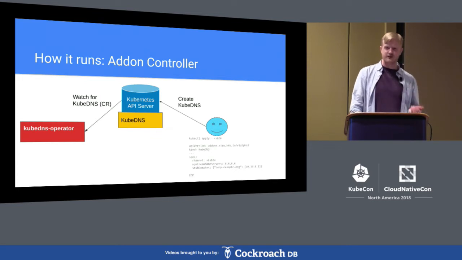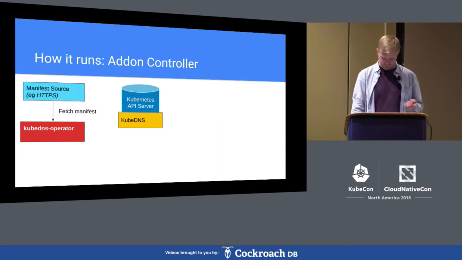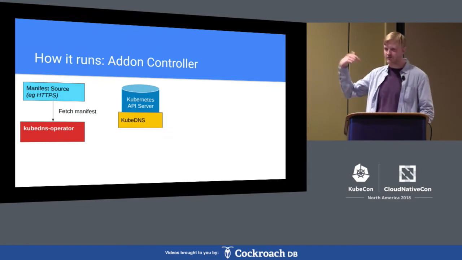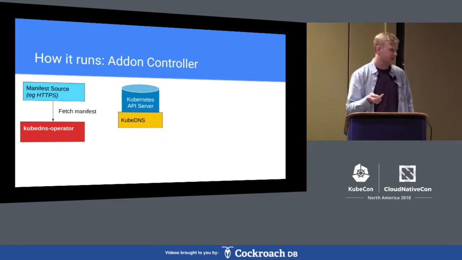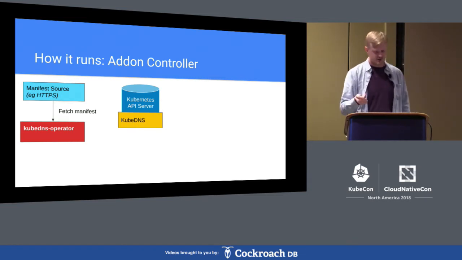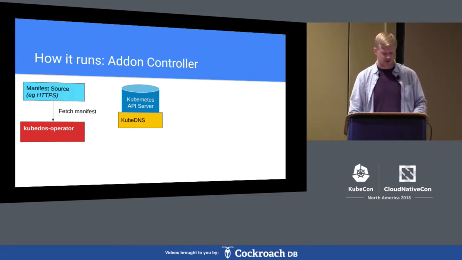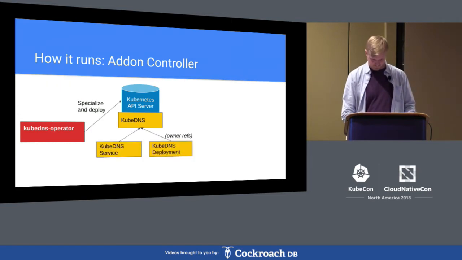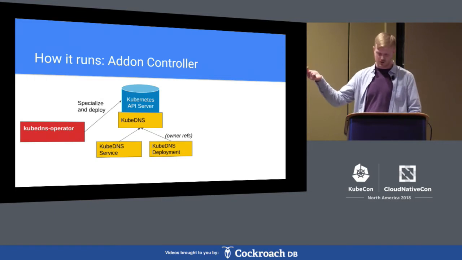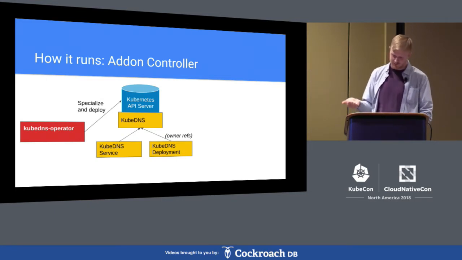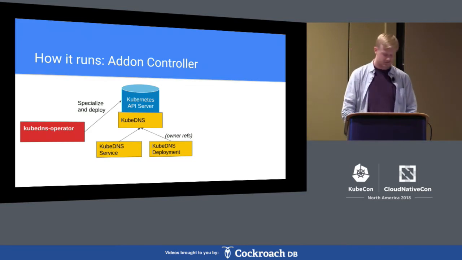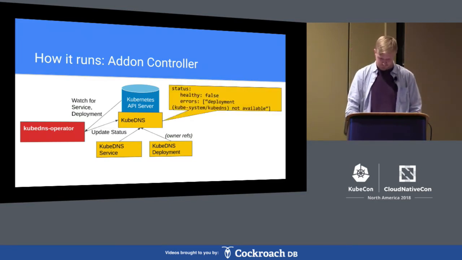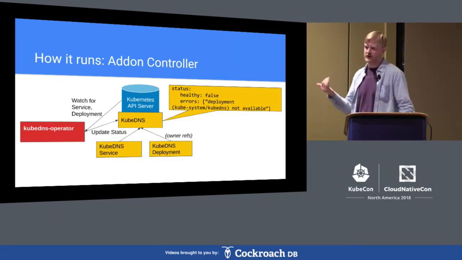Our controller is watching for that kube-dns CR. When it sees that created, it's going to fetch the manifest. This could be from an HTTPS endpoint. It could be from another Kubernetes API object, or perhaps it's just a file on disk. It can then specialize that manifest and then deploy it to Kubernetes. So this created a kube-dns deployment, a service, and also set up owner refs on that CR. As it's doing that, it's setting up watches for all these objects.